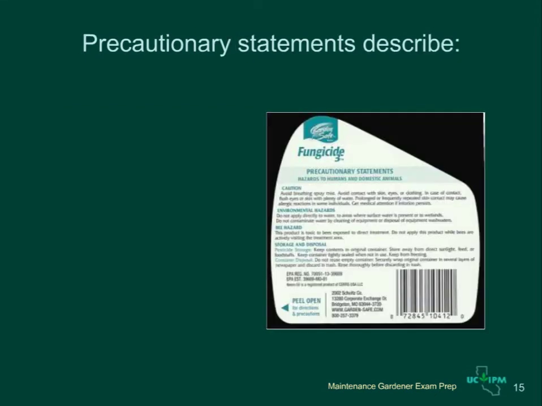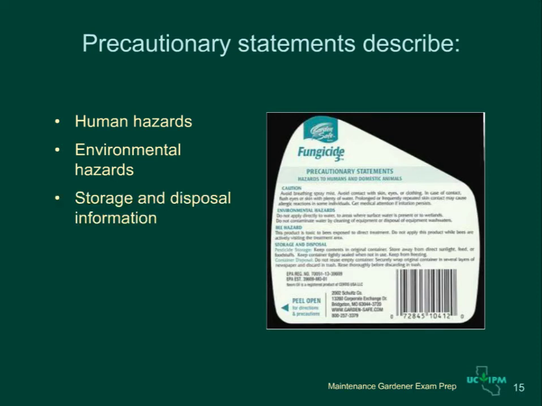The precautionary statements part of the label provides information about human and environmental hazards associated with a pesticide. Read this information carefully to make sure you will not be endangering people or wildlife in the areas you treat. This part of the label will also tell you how to avoid problems. It also gives information on how and where to store and dispose of pesticide products and provides information on first aid to apply if there is an accident.